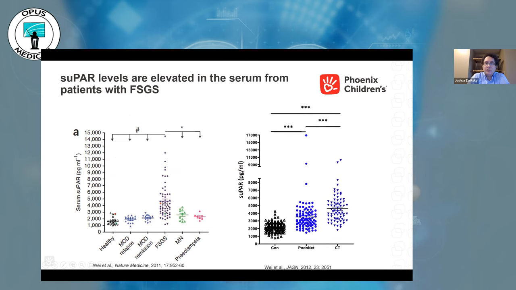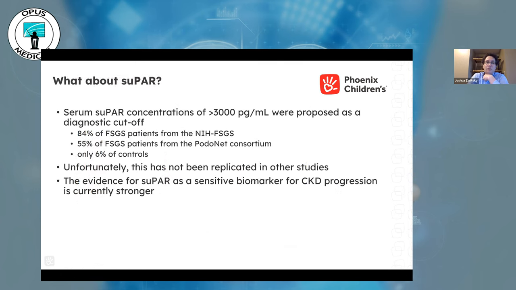This was also true when we looked at large groups of patients and registries, which also had high levels. There was even this idea that if you could apheresis the patient and get their suPAR level down, you could actually rescue them. However, much like the story with abatacept, it was very difficult to replicate these studies. And while there are still some groups who believe suPAR is the permeability factor, the field has sort of moved on. And probably suPAR is more a sensitive biomarker for CKD progression rather than anything else at this point.